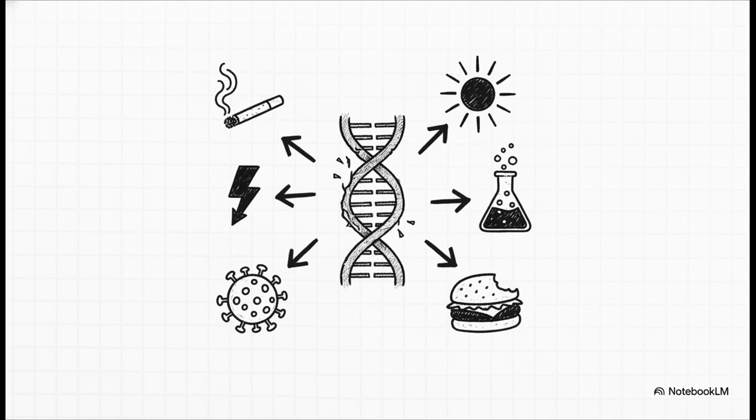We're talking about tobacco smoke, UV radiation from spending time in the sun, and ionizing radiation. Being exposed to certain harsh chemicals can damage DNA, and so can an unhealthy diet or obesity. Even viral infections play a major role here. Viruses like HPV and hepatitis B can actively disrupt our genetic code and trigger these somatic mutations.